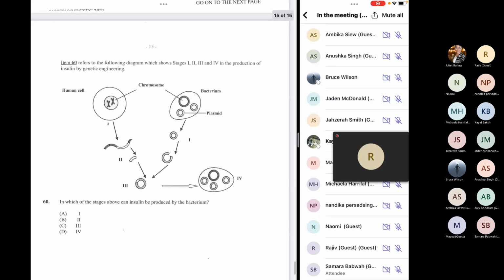Last one. In which stage above can insulin be produced by the bacterium? So when you look at the last stage, part 4, that is when you have the bacteria making copies of that insulin producing gene. So 60 is D for dog. And those are the answers, 1 to 60.